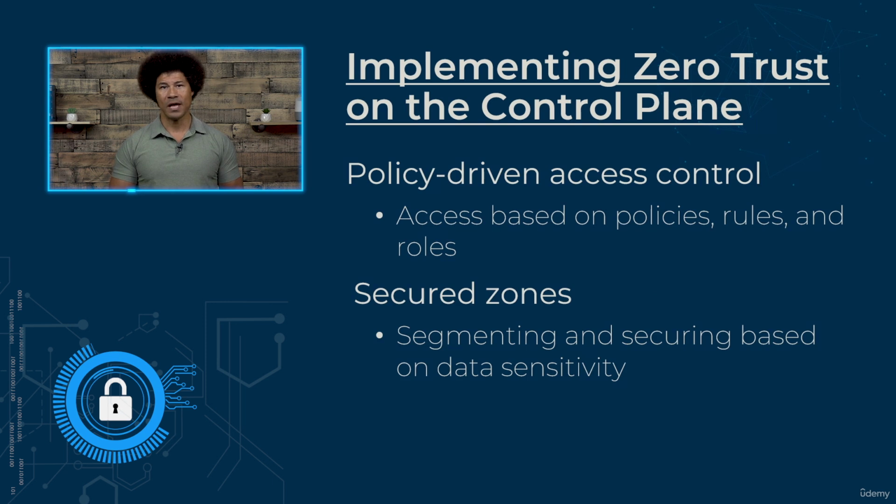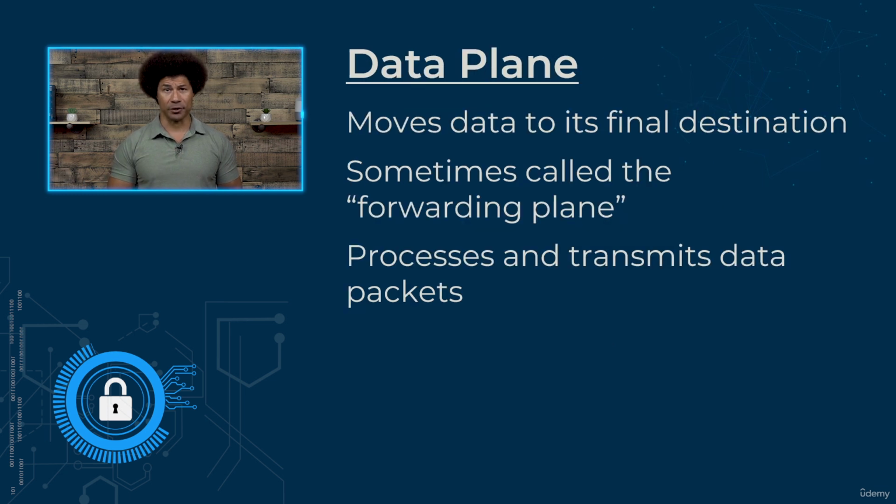Policy-driven access control is like setting house rules for who can go into which rooms and when. Maybe kids can't go into the office and no one can go into the basement after dark. Secured zones are like dividing your house into high security areas, each with a unique security measure. The garage might only require a PIN code, while the safe in your bedroom might need a fingerprint. Different parts of a network can have different security requirements. Zero trust ensures that even within trusted zones, access is still restricted and monitored.